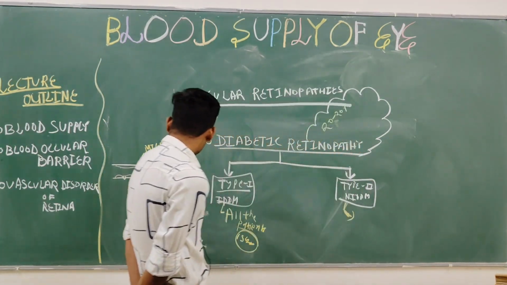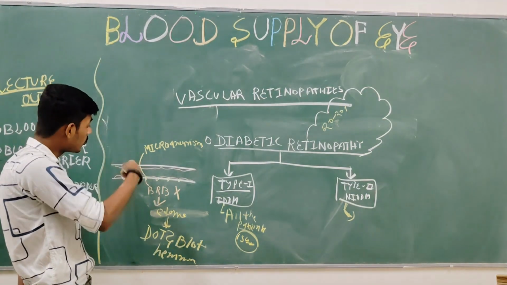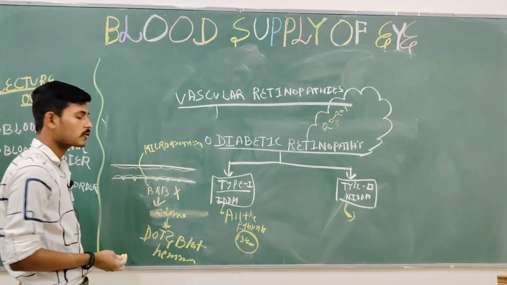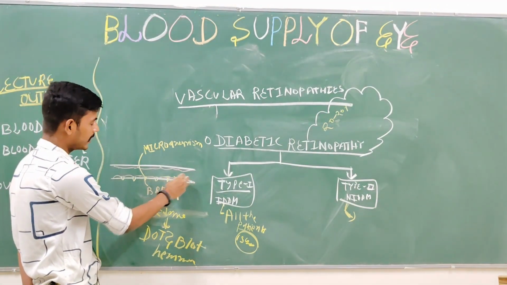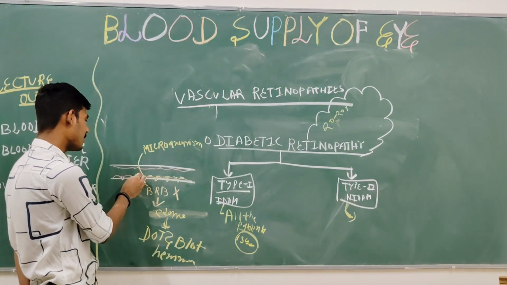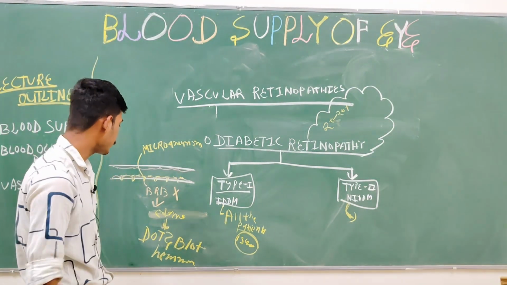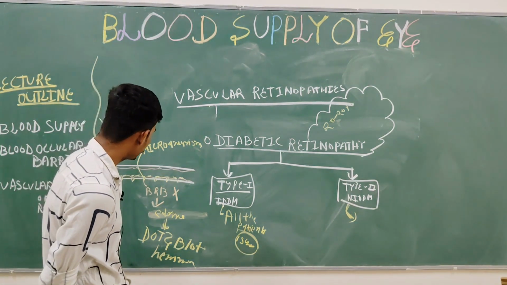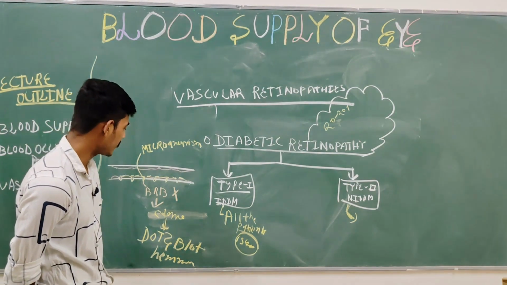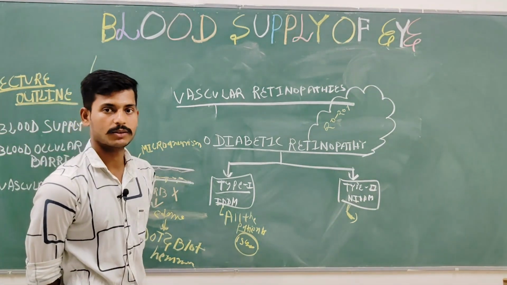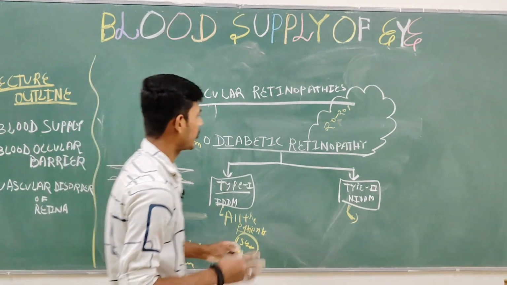Now, microaneurysms is not the only one thing. There will also be a loss of the pericytes. Pericytes are present, which help to tighten the blood retinal barrier. They are also disturbed, and there will be an ischemic condition also, and that leads to blindness. So this is about diabetic retinopathy.